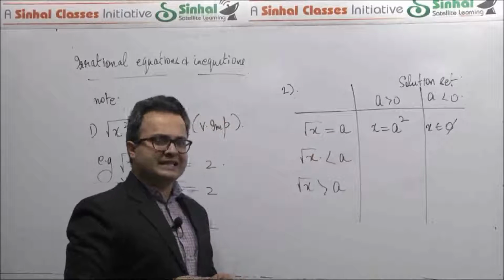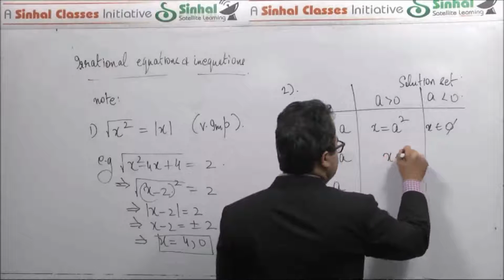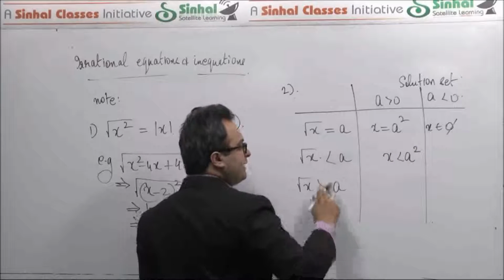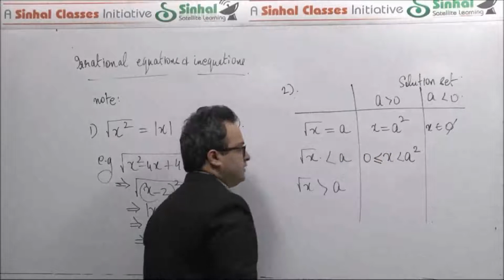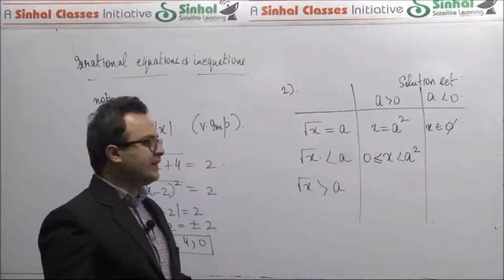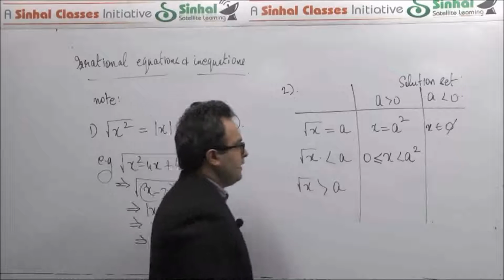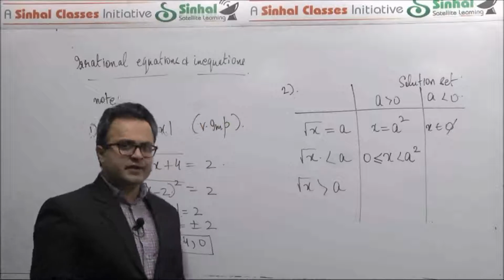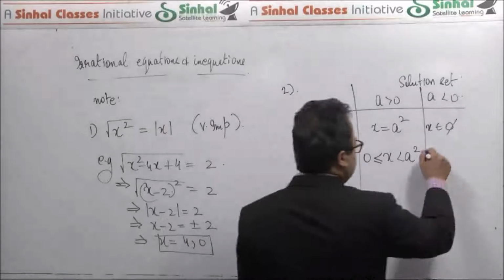For root of x less than a, again, since both sides are positive, I can square. So x is less than a square, but x less than a square is incomplete, it is actually wrong. At the same time, root of x has to be defined, for which x has to be greater than or equal to 0. So root of x less than a, where a is positive, will have the solution set x greater than or equal to 0 and less than a square. And similarly, if a is a negative value, for example, if root of x is less than minus 2, that cannot happen, since by definition root of x has to be greater than or equal to 0. So null set.